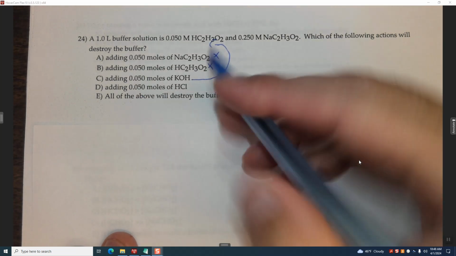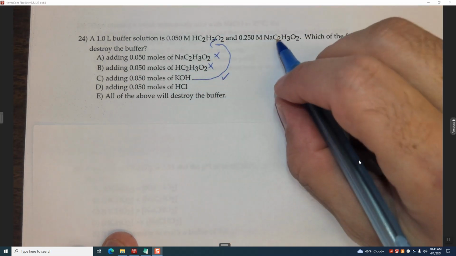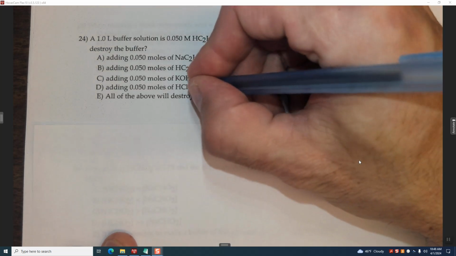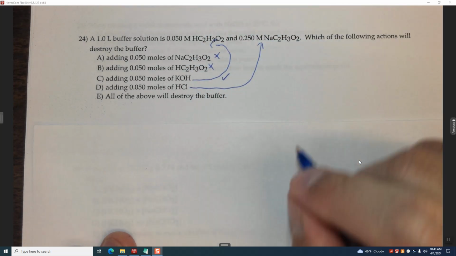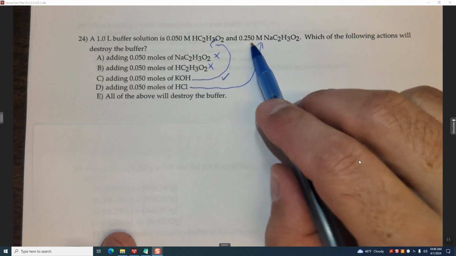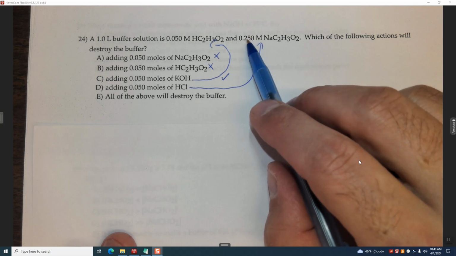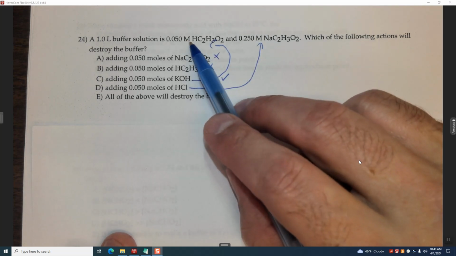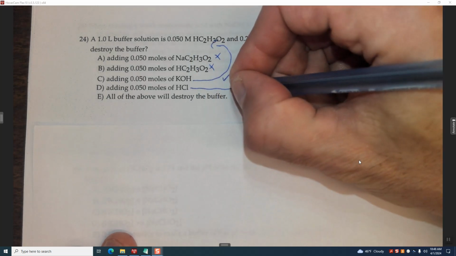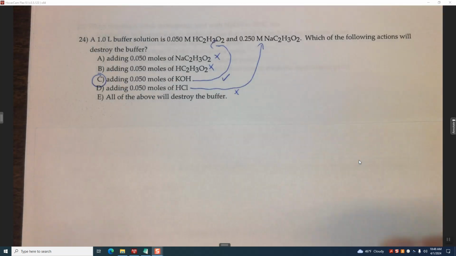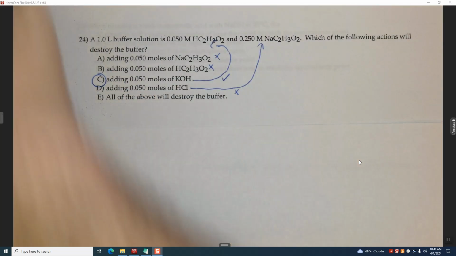If we add 0.05 moles of HCl, the HCl is going to react with this molecule, the conjugate base. The problem is, if you only add 0.05 moles, you're still going to have 0.2 moles of this left. So if you have 0.2 moles of this left, and only 0.05 moles have been converted to this, you're still going to have a buffer. It will react, but it's still going to be a buffer. So the best answer here, and the only answer here, is choice letter C.